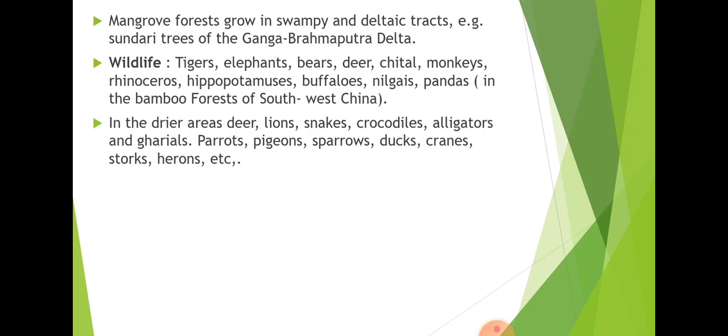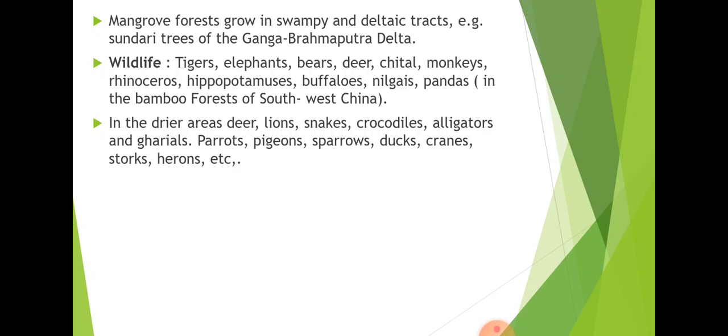Here many animals are found, like tiger, elephant, bear, deer, cheetahs, monkey, rhinoceros, hippopotamus, buffaloes, nilgai, pandas. Pandas are basically found in southwest China in the bamboo forest. In the drier areas where the rainfall is less, animals like deer, lion, snake, crocodile, alligators, gharials are found. Birds like parrots, pigeons, sparrow, ducks, cranes, storks, and herons are found in these regions.